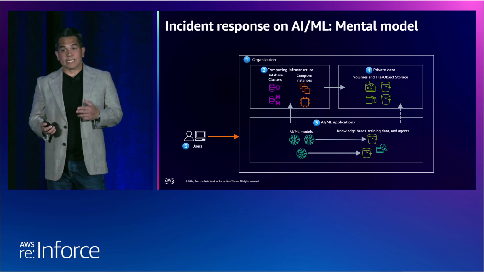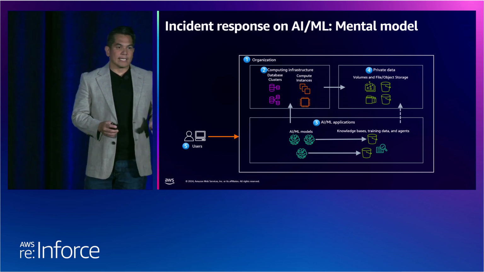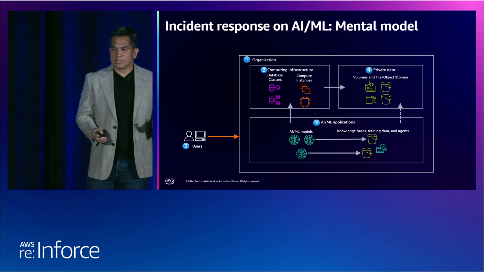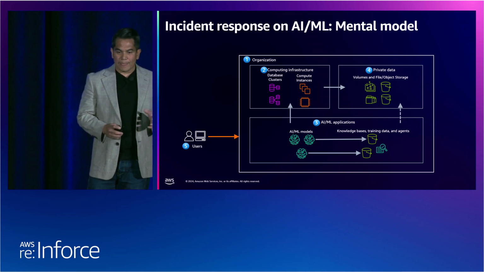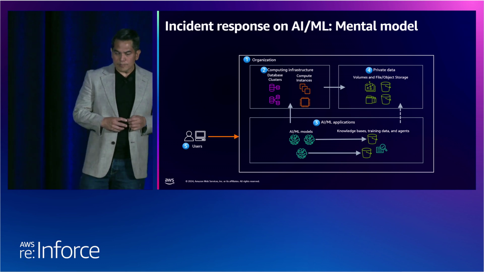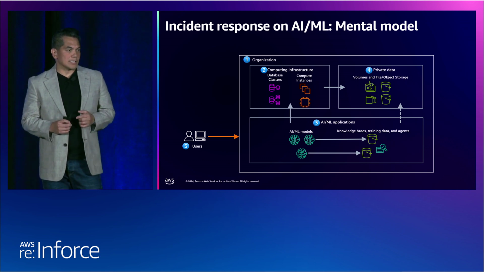And as an example of computing infrastructure, you have your ECS, EKS, EC2 instances, Lambda functions, but also as part of computing infrastructure, there would be database resources like clusters, Aurora, RDS, right? So that's the second component. Now the third component is the actual AI ML application itself.